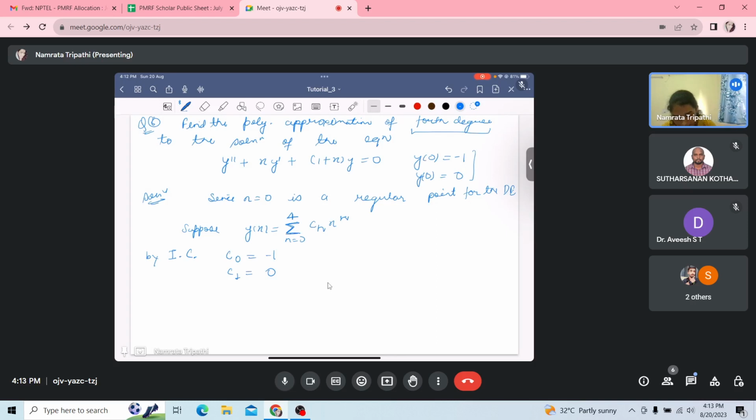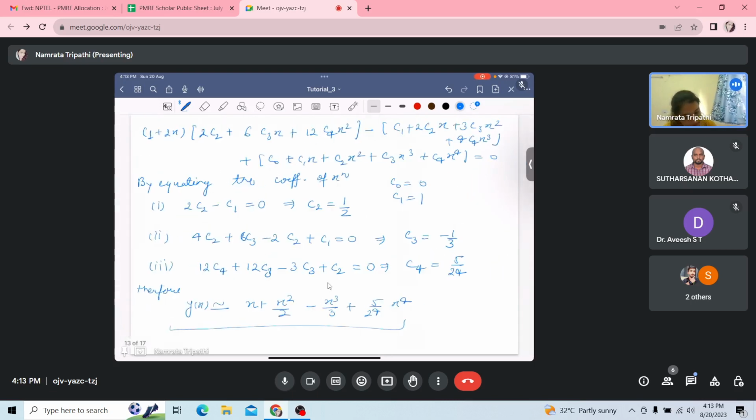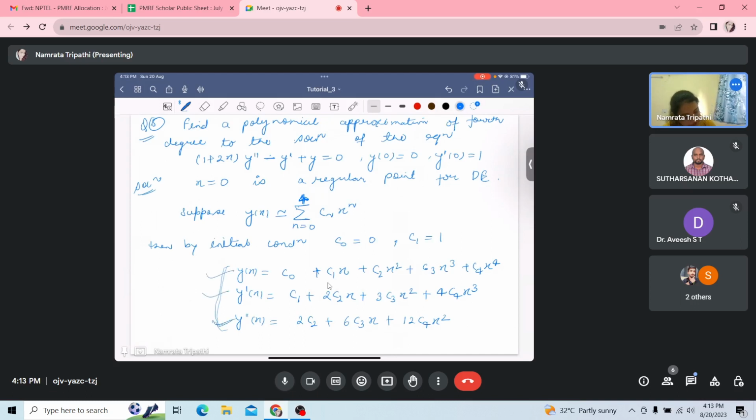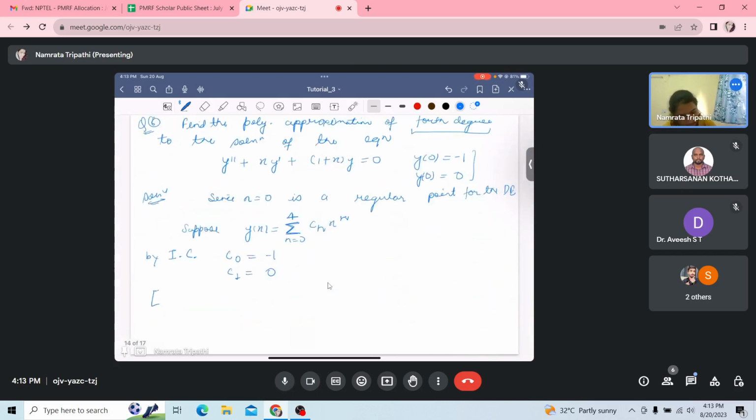Now by substituting y of x, y dash, and y double dash, we will get, so I'm going to write y double dash as we have calculated. I'm going to write the value of the y double derivative and x multiplied by the y single derivative, plus 3C3x squared plus 4C4x cube, plus 1 plus x times C0 plus C1x plus C2x squared plus C3x cube plus C4x to the power 4.